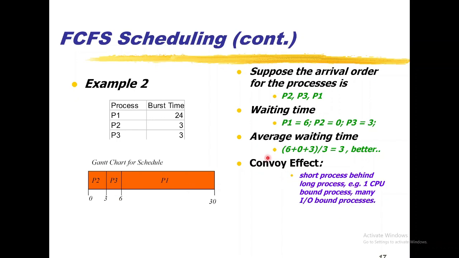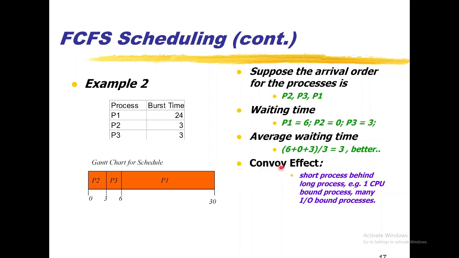We now find out that P1 waited for only 6 milliseconds, P2 waited for 0 milliseconds, and P3 waited for 3 milliseconds. So the average waiting time was 6 plus 0 plus 3 divided by 3, which gives 3 milliseconds. Now, 3 is much better, right? You can see that starting with the shorter one tends to give us better performance than starting with the long one.